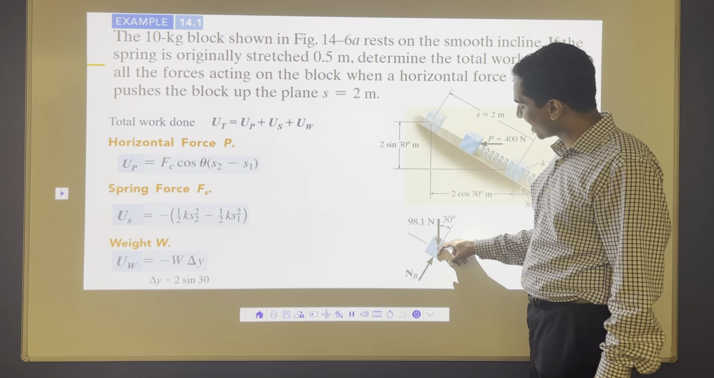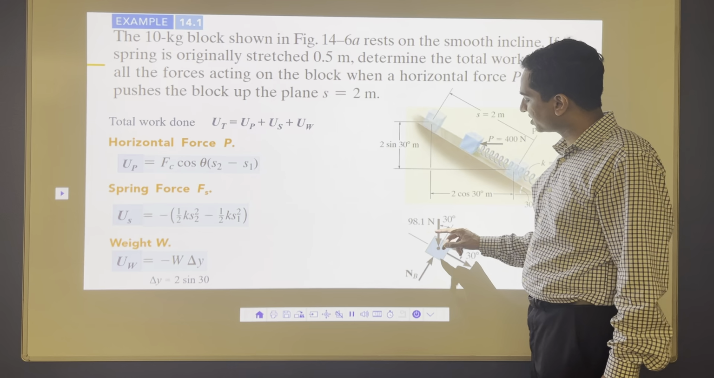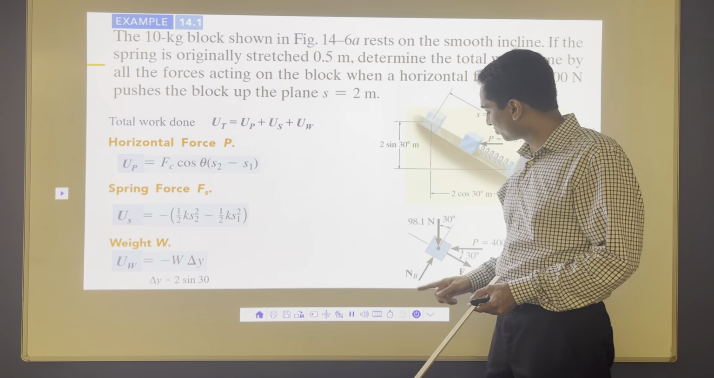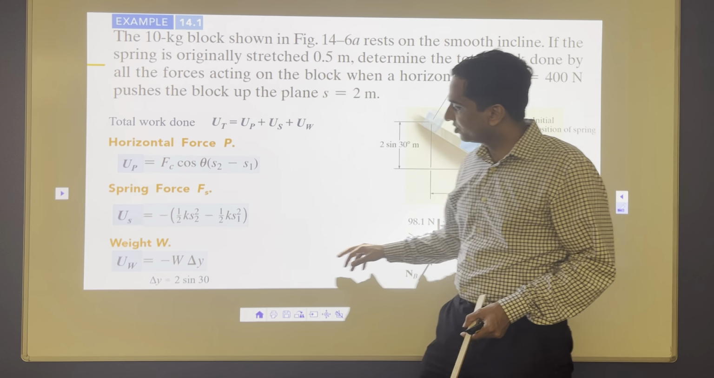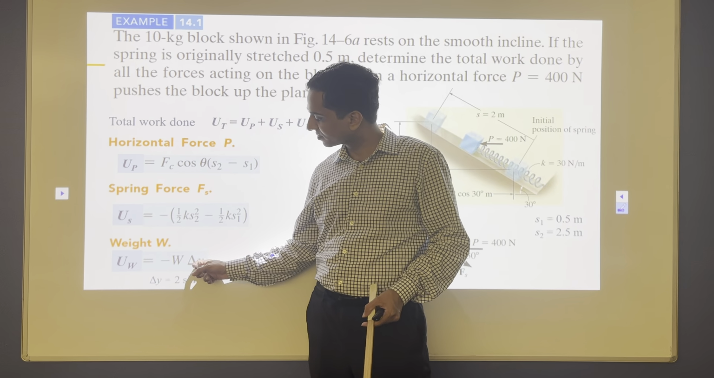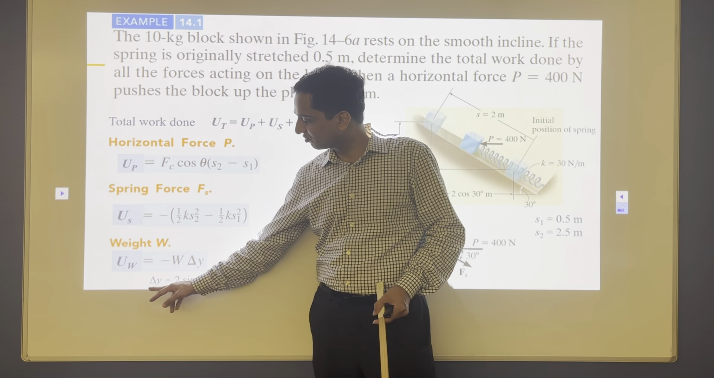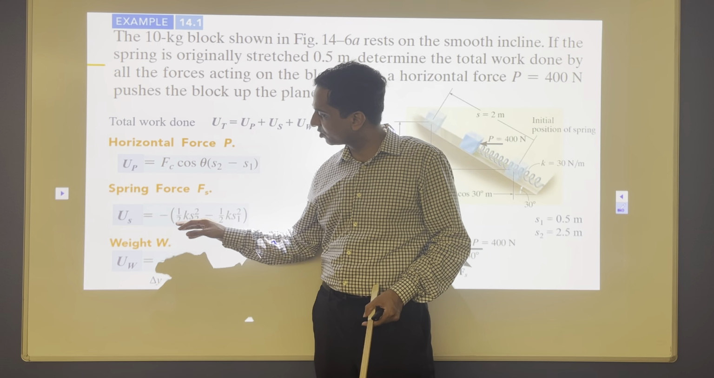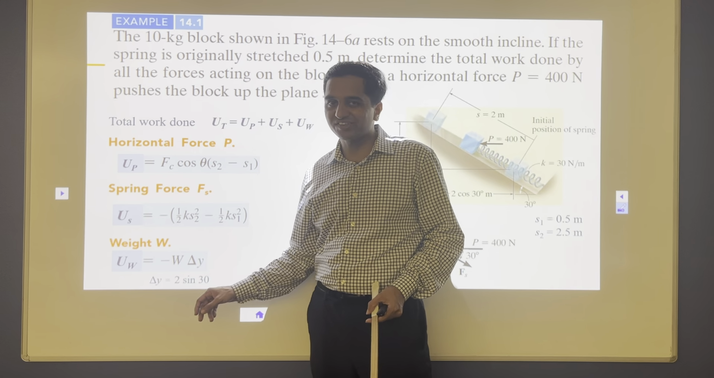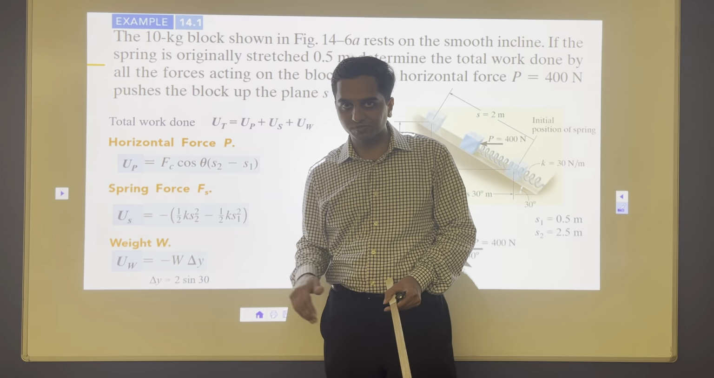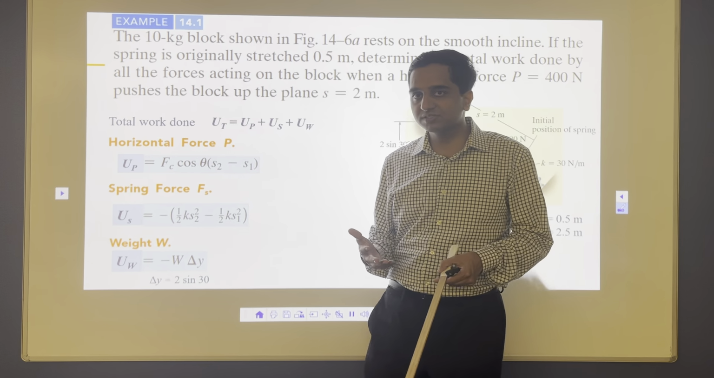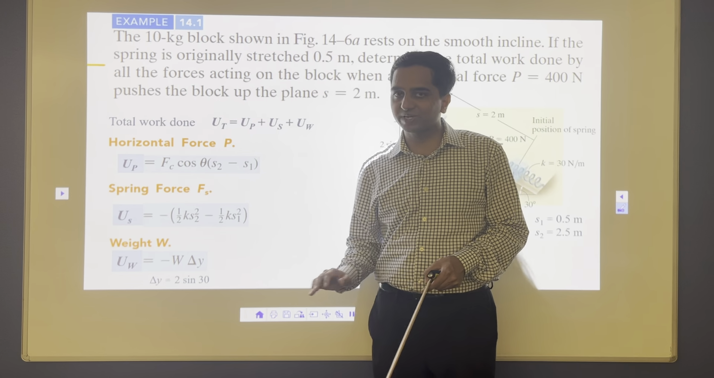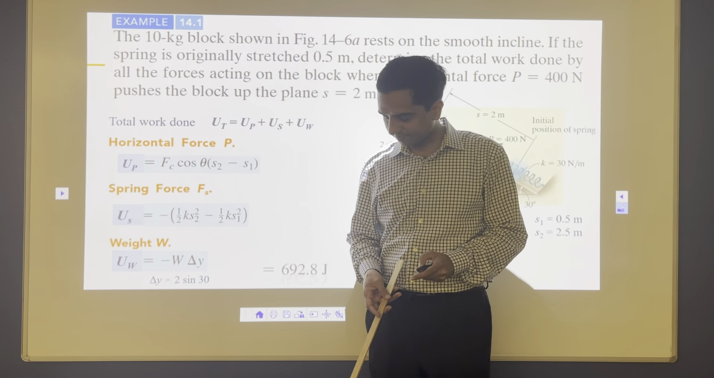So whatever the weight I have here is 10 into 9.81. 10 into 9.81 is 98.1 Newton, downward. So here 98.1 Newton into 2 sine 30, that will be my delta Y. And then if I do that, the spring force and work of a weight are negative, and this one I'm going to get positive. So if you want, right now you can pause the video and do this calculation. If not, we are going to solve this problem here. This is a solved problem from the book.